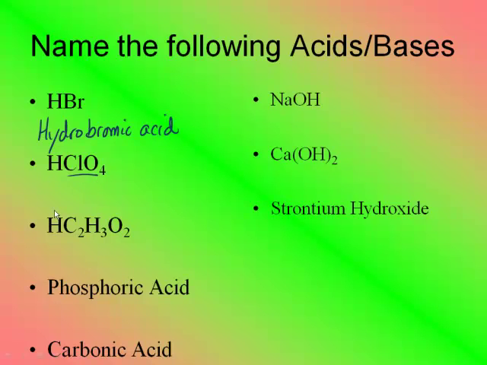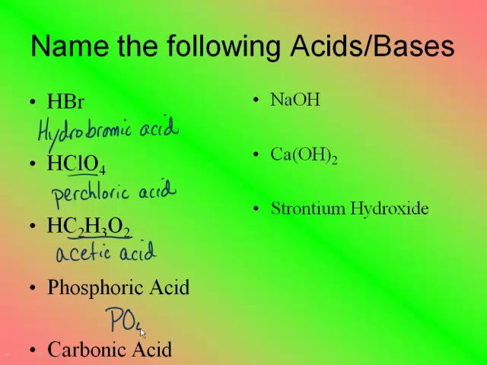HClO4. Well, ClO4 is perchlorate. It ends in ATE, so this must be perchloric acid. HC2H3O2. Well, this part is acetate, so this must be acetic acid. Phosphoric acid. Well, phosphoric refers to phosphate, so it must be PO4 with a 3-. It's got to have hydrogen, so it must be H3PO4. Carbonic acid. Carbonate is CO3, so this is H2CO3.